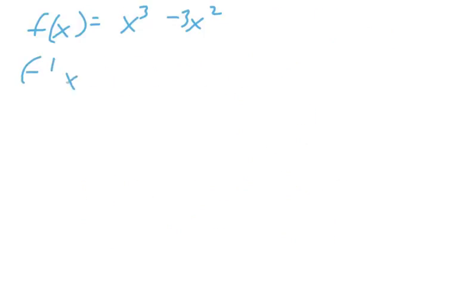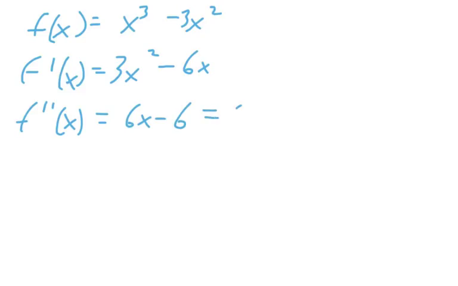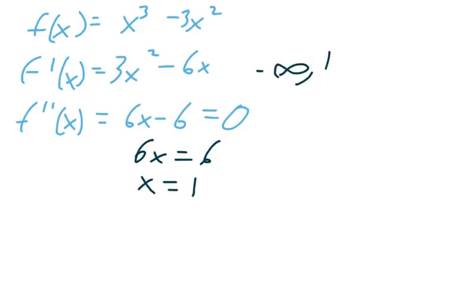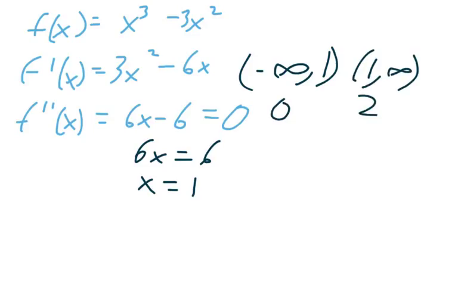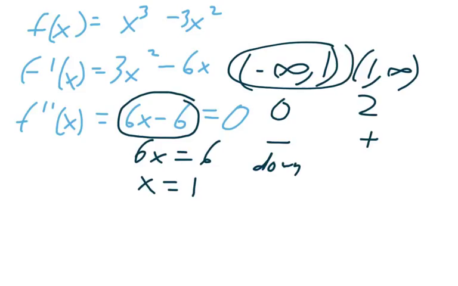Alright, so we're looking for where this is concave down, so we need two derivatives. The first derivative is that one. The second derivative is 6x minus 6, which I set equal to 0. So 6x is equal to 6, x is equal to 1. So we go from -infinity to 1, and from 1 to infinity. I'll plug in 0 and 2 back into this part, which gives a negative, then a positive. So the first part is concave down, which is what we're looking for, and the second part is concave up.